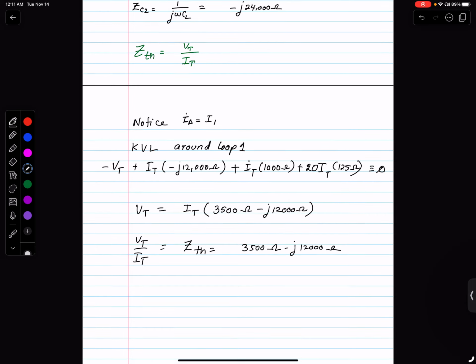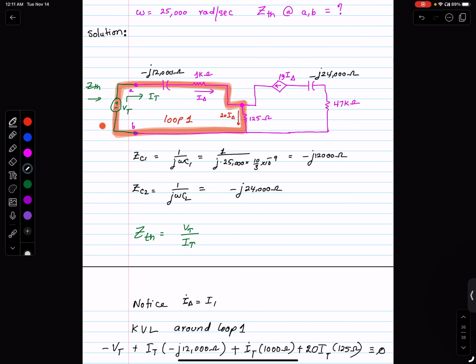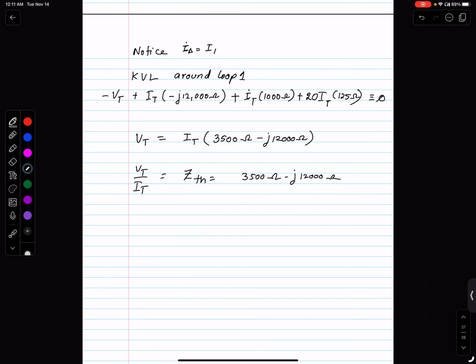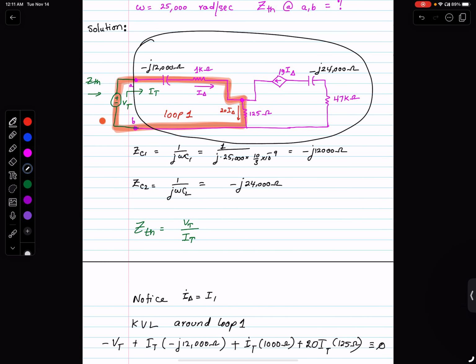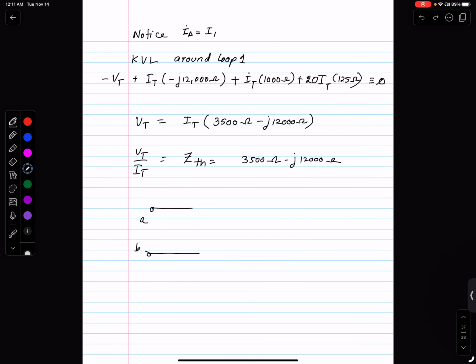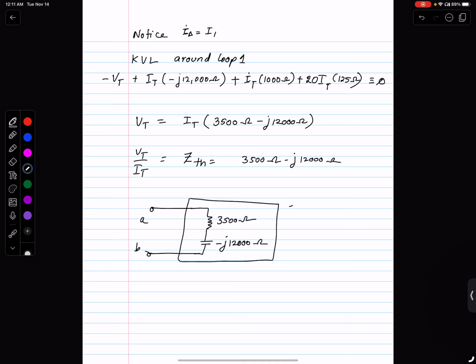That's it. So if you are to write this entire equivalent circuit, all of that circuit, A and B, which includes all of these terms, all of that can be written simply as a resistance of 3500 ohms and a capacitance of negative j 12,000 ohms. Okay, so this is the Z Thevenin. That's it, pretty straightforward.